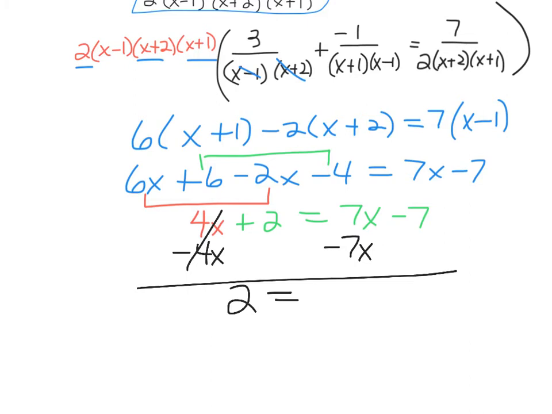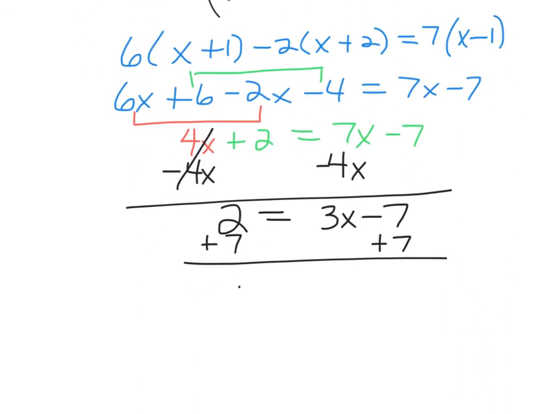I wrote the wrong thing. That should be a 4. And then I get 3x minus 7. Add the 7, and I get 9 equals 3x. Divide by 3, and x equals 3.